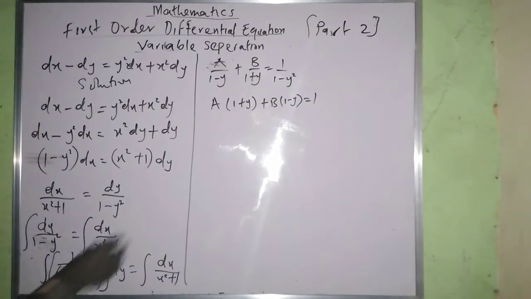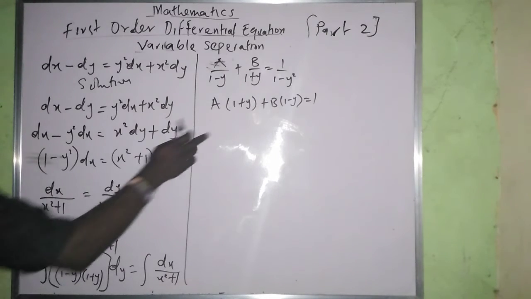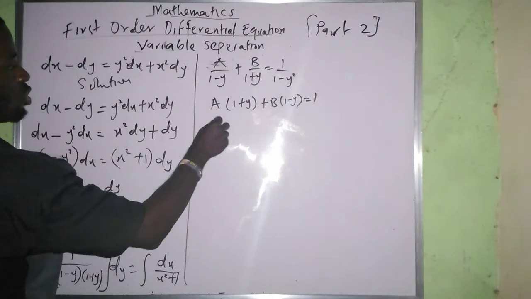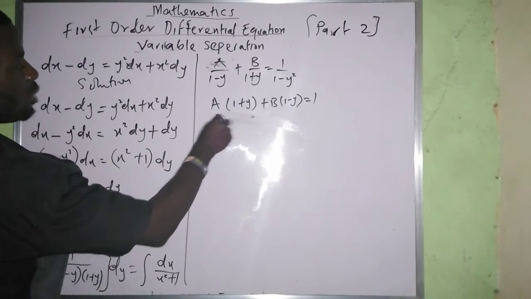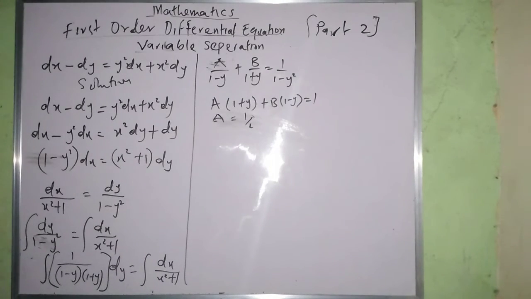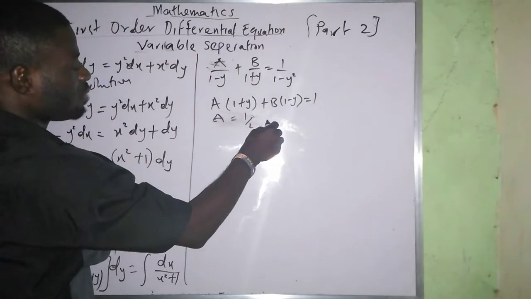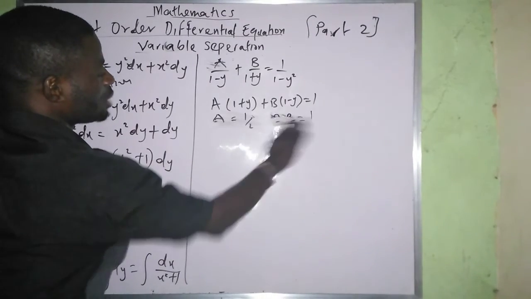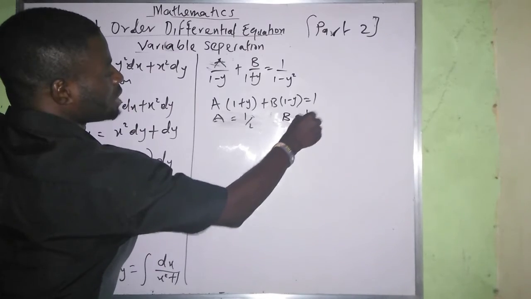Now, if you solve it properly, if y equals 1, I'll be having 0 here, and this one will be 2. So 2A equals 1, which means my A will be 1 all over 2. Then if y equals minus 1, it means I'll be having minus minus, so 2B equals 1. It means my B is 1 over 2.